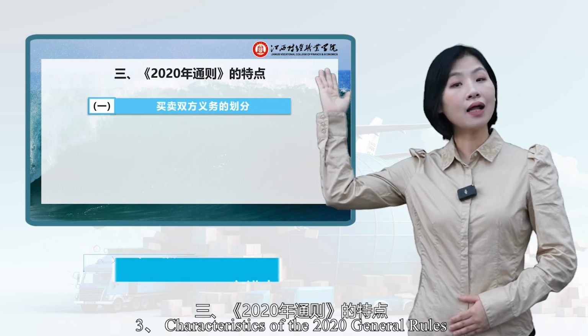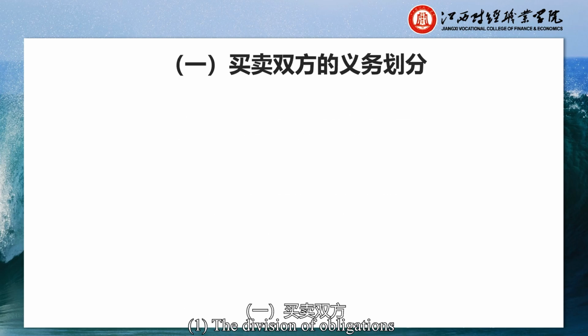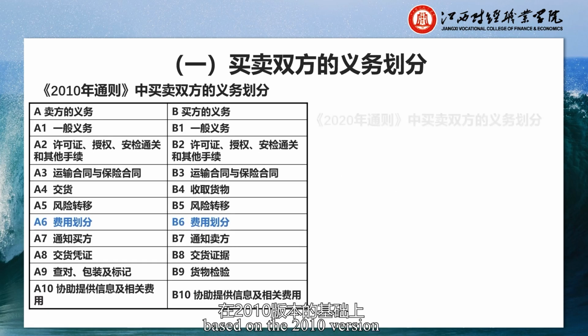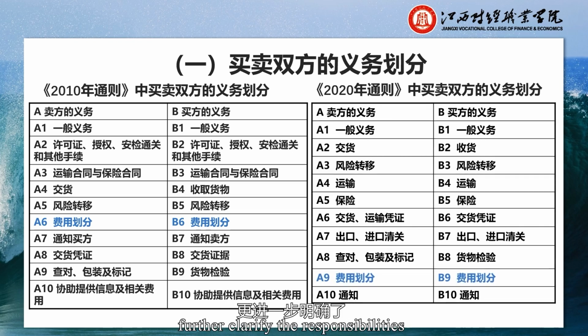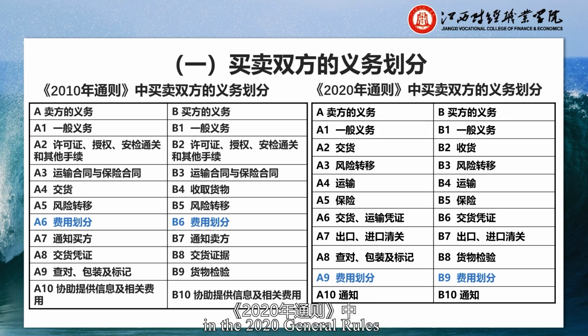Third, characteristics of the 2020 General Rules. First, the division of obligations between the buyer and the seller. The 2020 General Rules, based on the 2010 version, further clarify the responsibilities of both buyer and seller. Both the 2020 General Rules and the 2010 General Rules specify the obligations of the seller and the buyer in columns A and B, respectively, but the content and order have been adjusted in the 2020 General Rules.